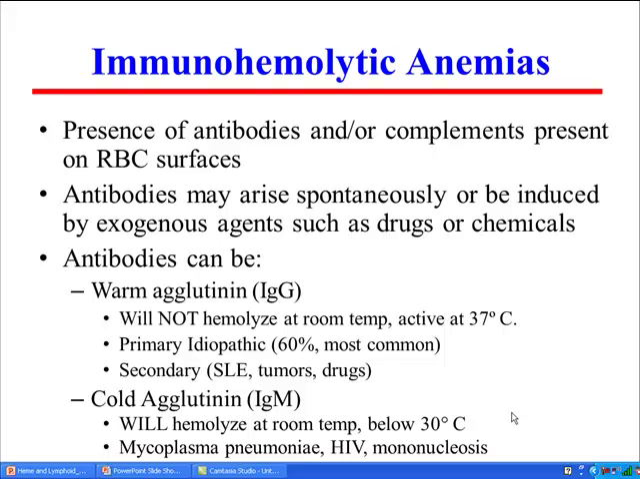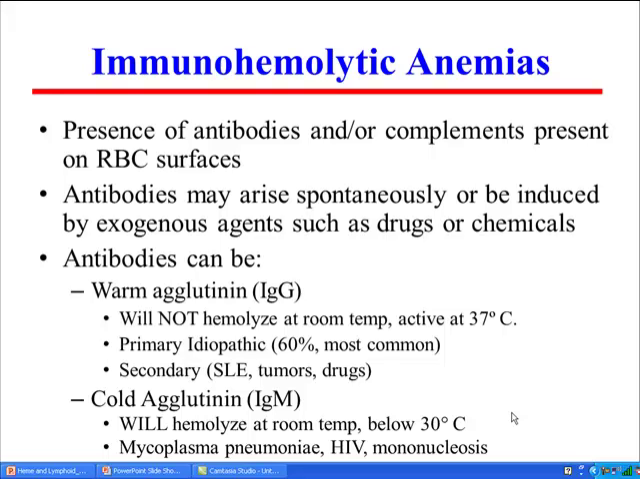Okay, some people will develop antibodies that will recognize determinants on the red cell membranes and cause hemolytic anemia. So these antibodies can arise spontaneously or be induced by exogenous agents such as drugs or chemicals. It's not a very common condition, and usually it's classified on the basis of the nature of the antibody.